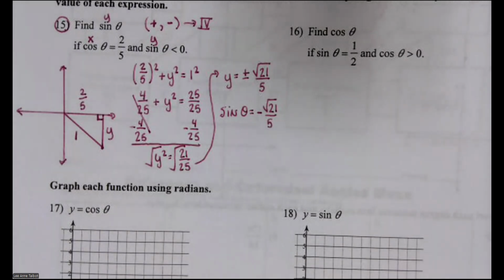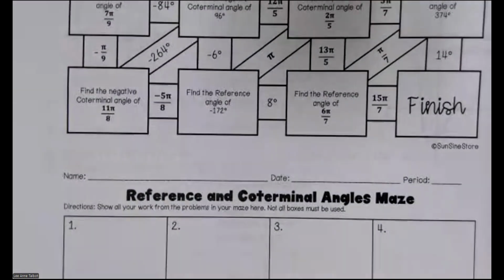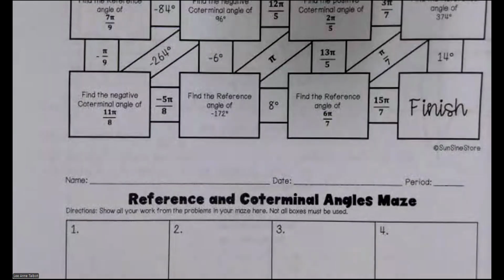How are these problems coming though? Are they better? The Pythagorean identity ones? You're getting the hang of that? Okay, all right, so find the maze for me. I want to get us started together because there's radians involved.